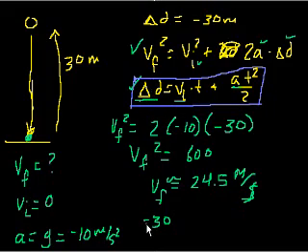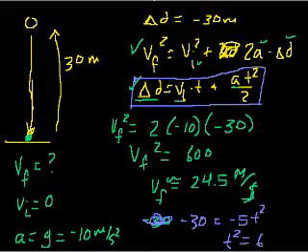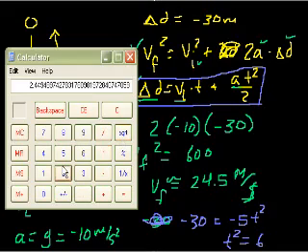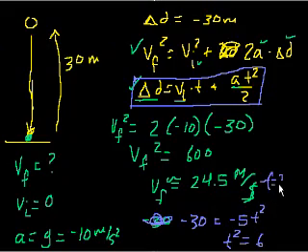Minus 30 is equal to the initial velocity, which is 0, so the initial velocity times anything is 0, so this term cancels out, plus a t squared over 2. So what's a? A is minus 10. Minus 10 divided by 2 is minus 5. So it's minus 5t squared. And so you divide both sides by minus 5, and you get t squared is equal to 6. And once again, use the trusty calculator. The square root of 6 is roughly 2.45 seconds. t is equal to 2.45 seconds.